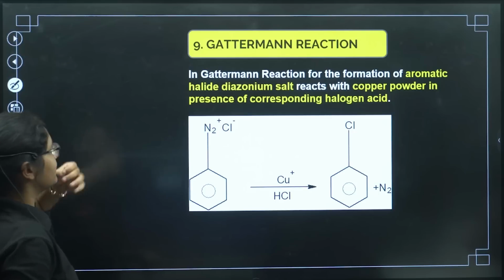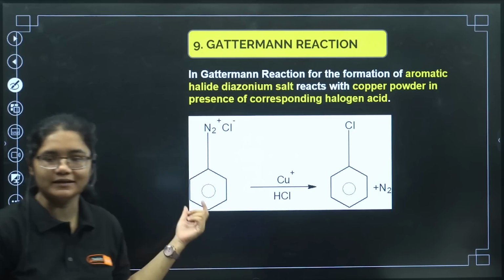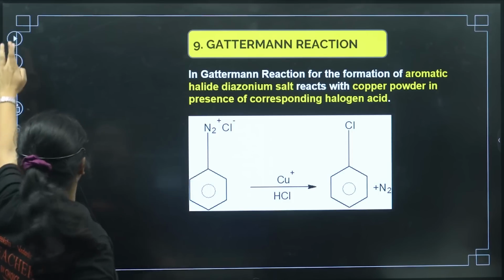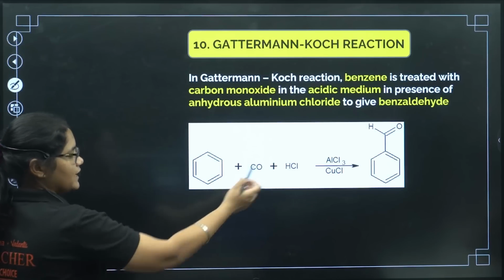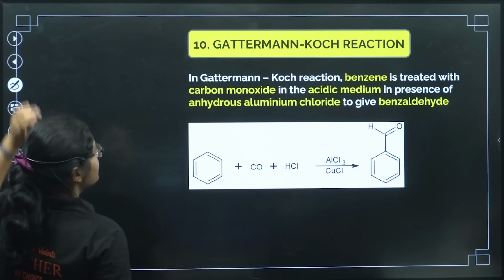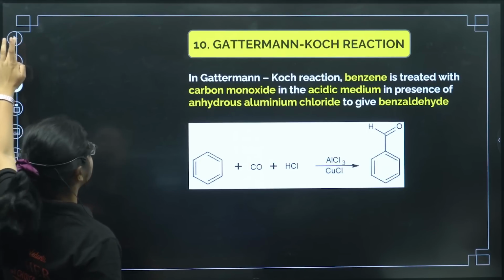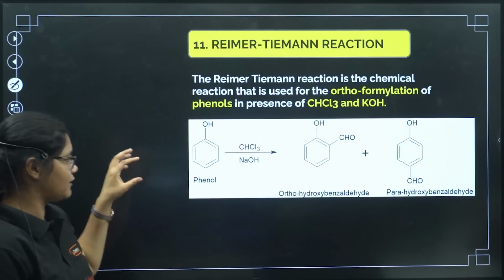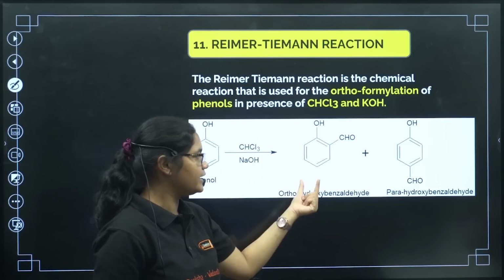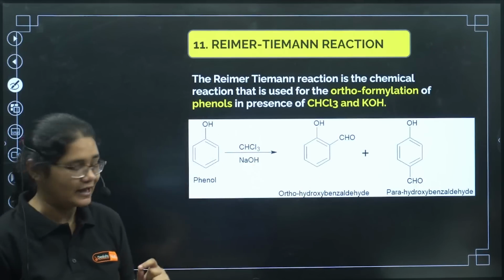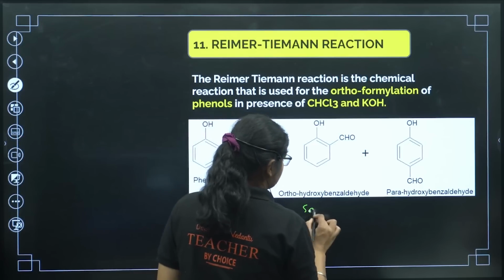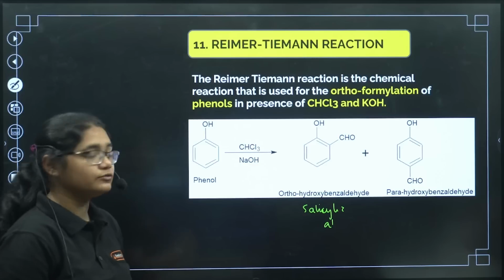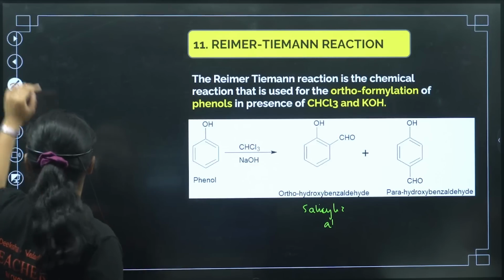Next, we have Gattermann reaction. So from benzene diazonium chloride, you can take copper and HCl, you will get chlorobenzene. Next, we have Gattermann-Koch reaction for benzaldehyde, CO and HCl in presence of AlCl3. Yes, Reimer-Tiemann reaction. So here we have phenol with CHCl3 and NaOH. You will get ortho-hydroxybenzaldehyde, which is called salicylaldehyde, and para-hydroxybenzaldehyde. The reagent used here is CHCl3, NaOH with phenol.